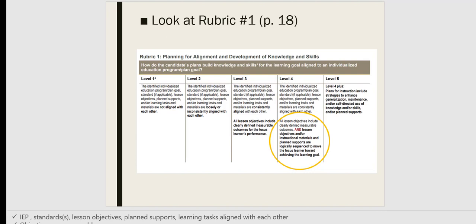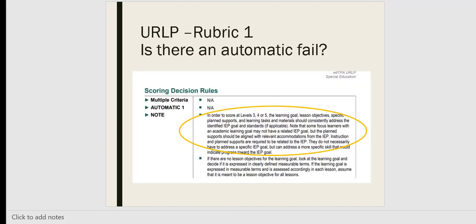Aim for a score of 4. All lessons and objectives include clearly defined measurable outcomes, and lesson objectives and/or instructional materials and planned supports are logically sequenced to move the focused learner toward achieving the learning goal. On the Understanding Rubric Level Progressions document, we ask the question, is there an automatic fail?